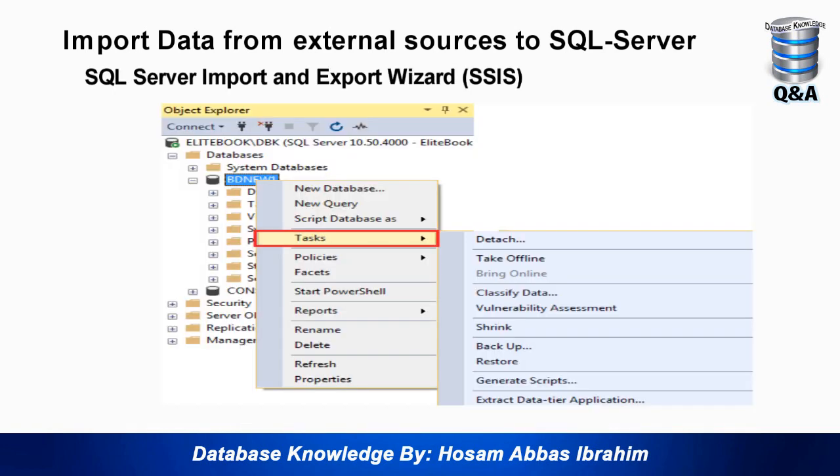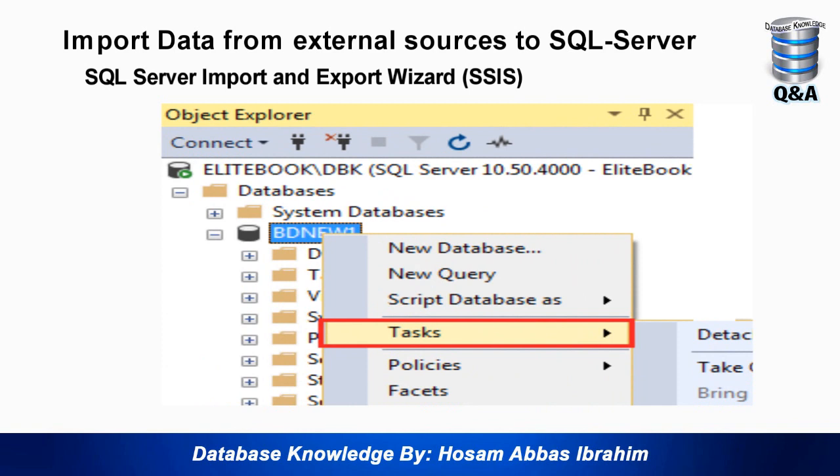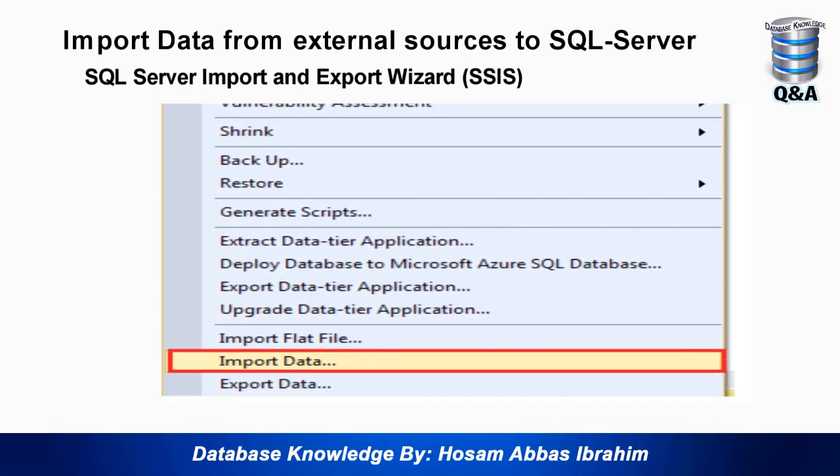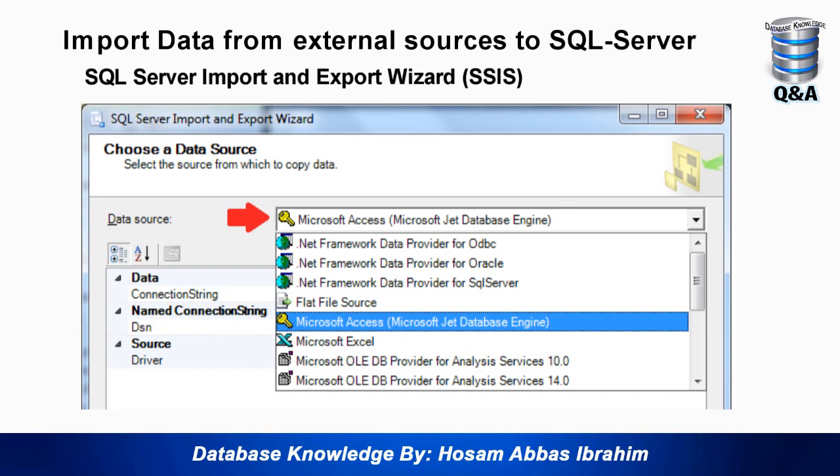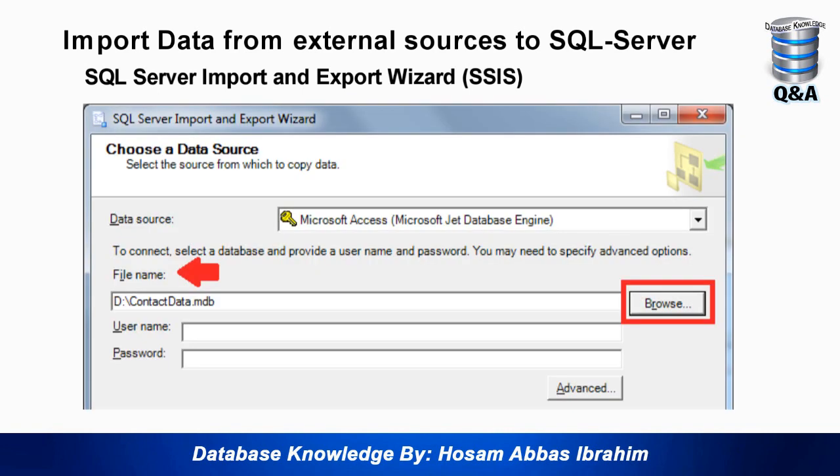Open Microsoft SQL Server Management Studio and right click on the database where you want to bring this data in. Right click on it, select tasks, and from tasks select import data. A wizard will show up. Skip the first screen, press next. The second screen will show choose a data source. I will select Microsoft Access and I will browse for the file.